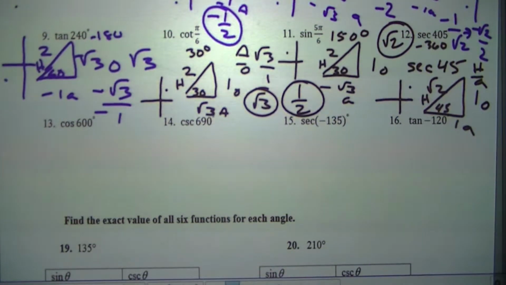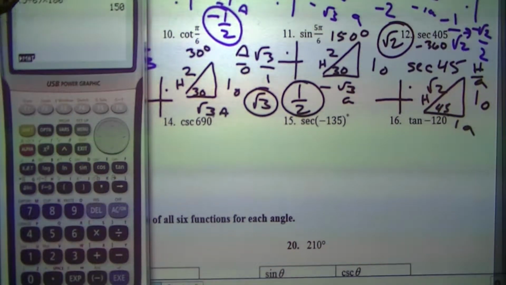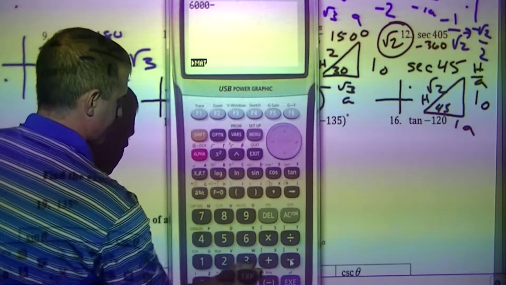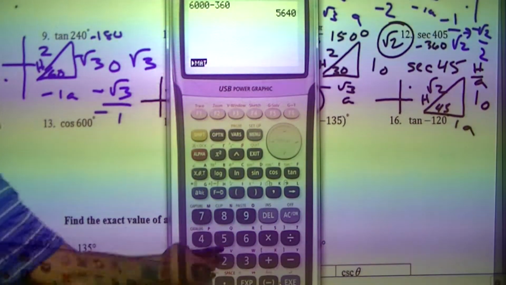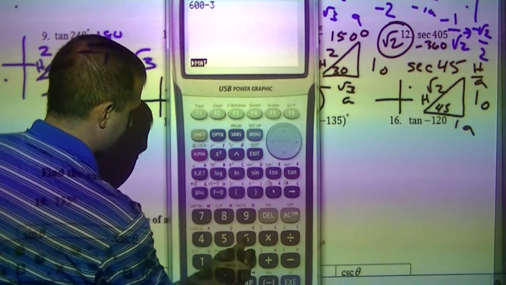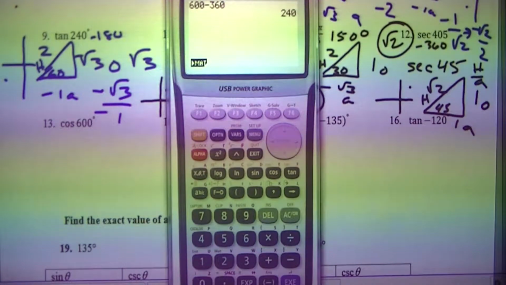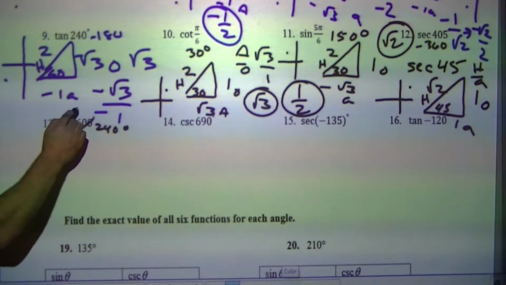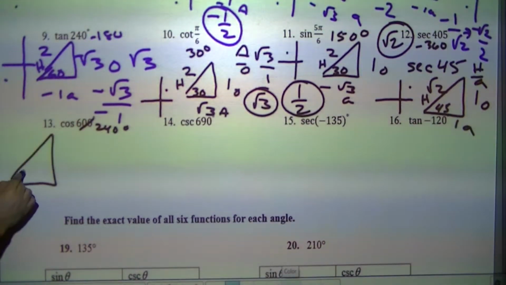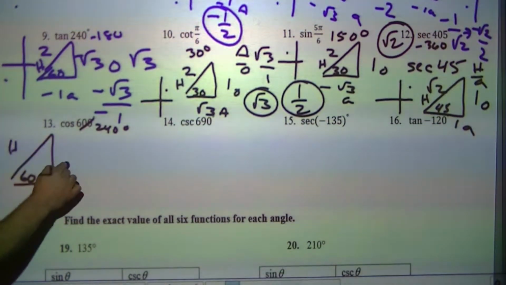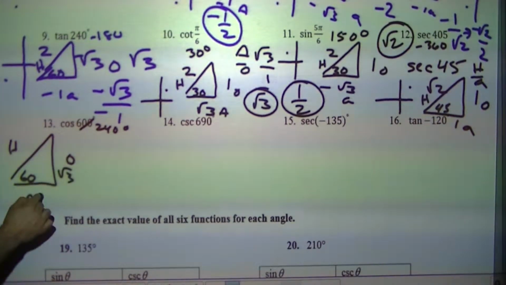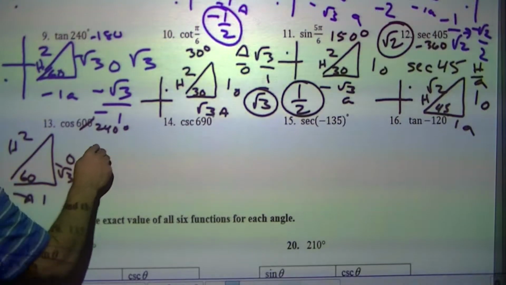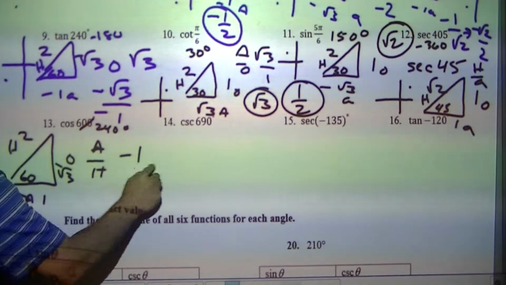All right? 600. What should you do with 600? Just keep subtracting. So 600 minus 360 equals 240. Once again, just like this one. So that's really 240 degrees. Just like this, that's a 60-degree triangle. All right? H, O, and A. Square root of 3, 1 and 2. Both of these are going to be negative. Cosine is A over H. So that's negative 1 over 2.